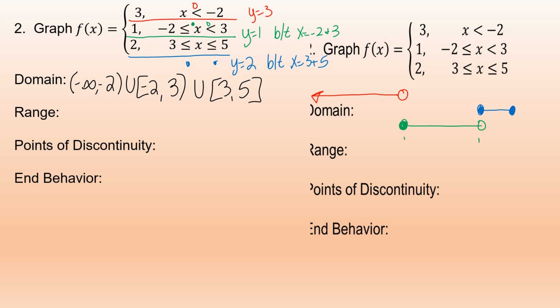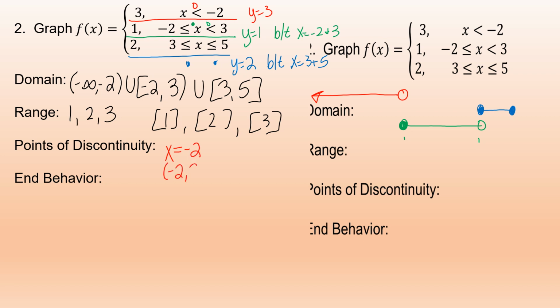All right, the range, again, I do it a little bit differently than some people, okay? So the y values that we have are 1, 2, and 3, or 1 with a bracket, 2 with a bracket, and 3 with a bracket. Okay, you might see it written that way. Points of discontinuity. Where's our graph have open circles? That's right, we have one of them at x equaling -2, which is the ordered pair -2, 3. We have another one occurring at x equaling +3, which is the ordered pair 3, 1.